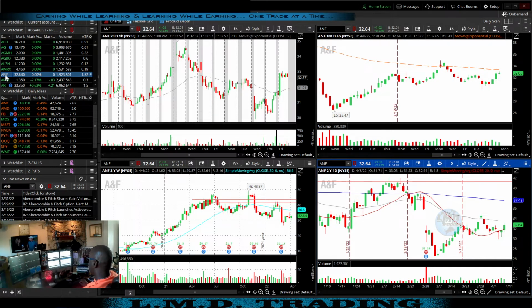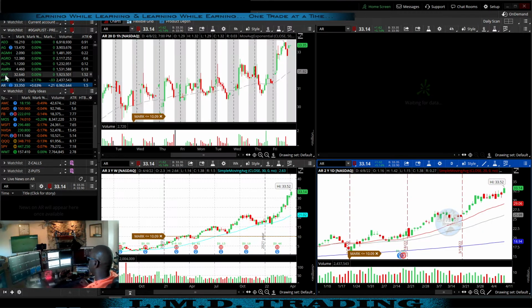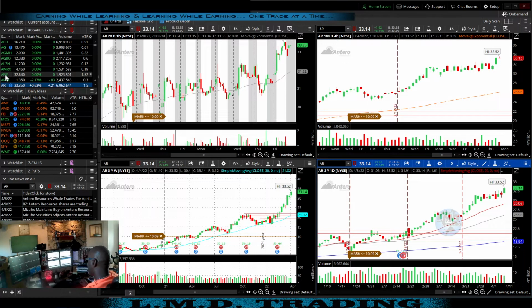Look at this one here. Nope, everything is somewhat in a downtrend. It's kind of consolidating on the daily. Downtrend, downtrend, downtrend. And we'll do one more, AR. AR is what I like to see. This is what I like to see. Uptrend, uptrend, uptrend on the weekly, uptrend on the daily.